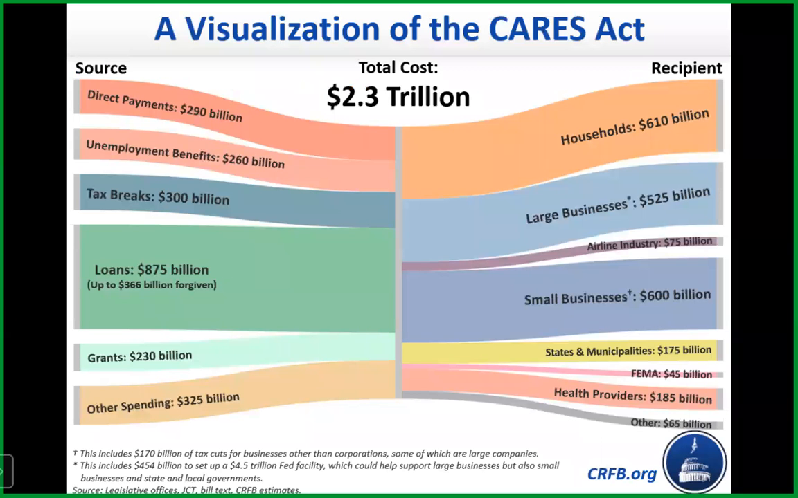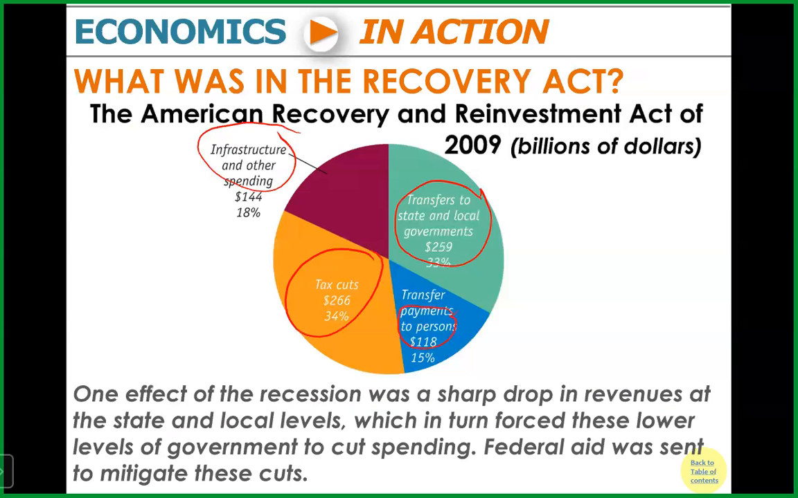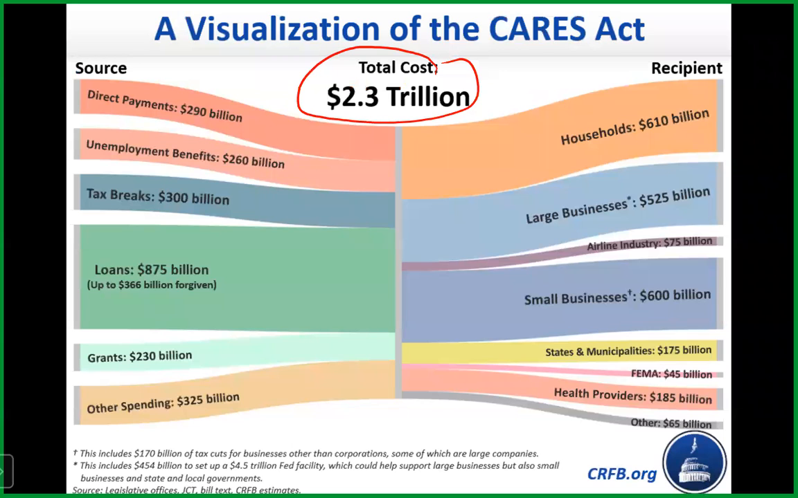Now we can look at the CARES Act. What is the CARES Act? That's 2020. That was a response to a big recession caused by COVID-19, right? So now the total package is much bigger. This is 2.3 trillion compared to the previous one. Let's look at the previous one. The previous one was around 800 billion. Now the 2021 package is more than double, right?